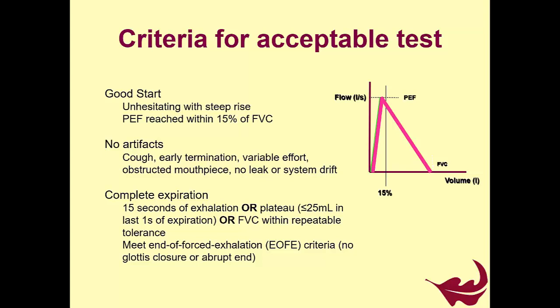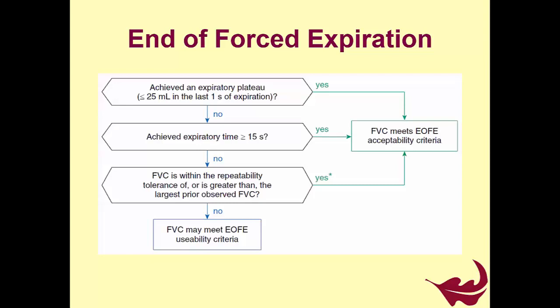And then you need to meet the end of forced exhalation criteria. So previously they called this the end of test criteria. It is now the end of forced exhalation criteria, where there's no glottis closure or abrupt end. So this is the flow diagram. So basically the end of forced expiration has got one of these three. So one of those. So have you achieved an expiratory plateau? So that is less than 25 mL in the last second.